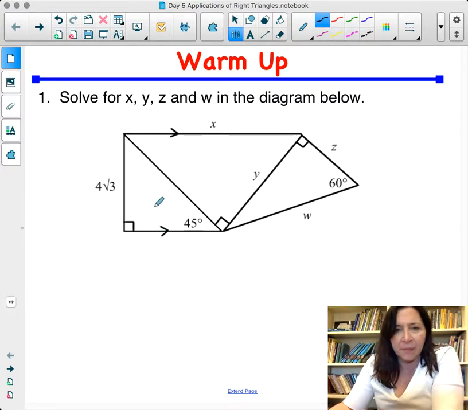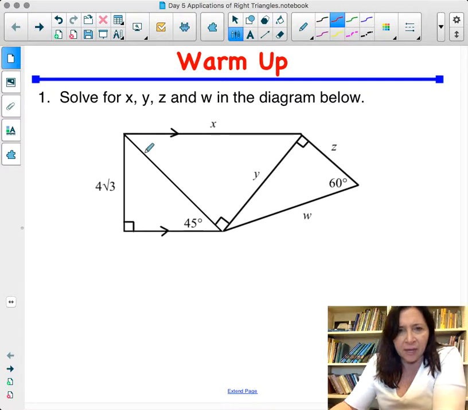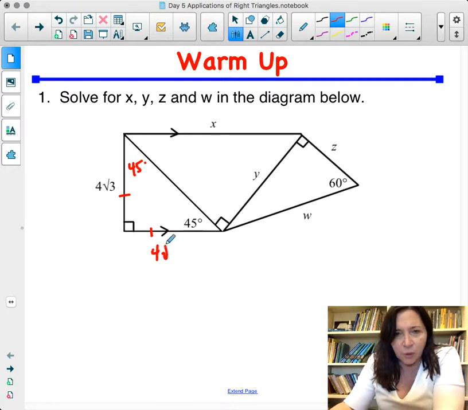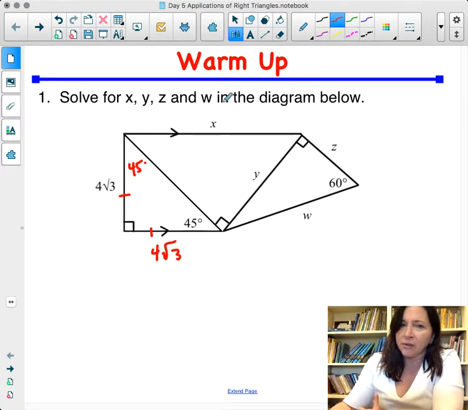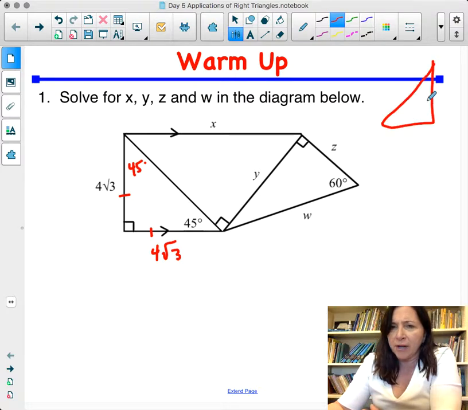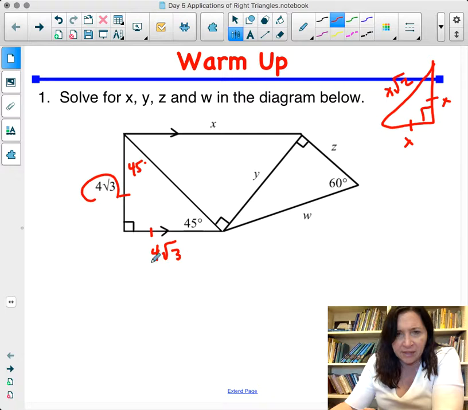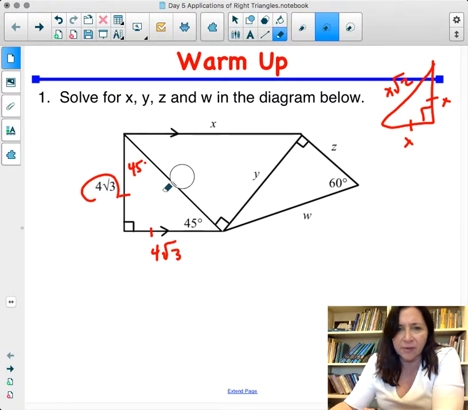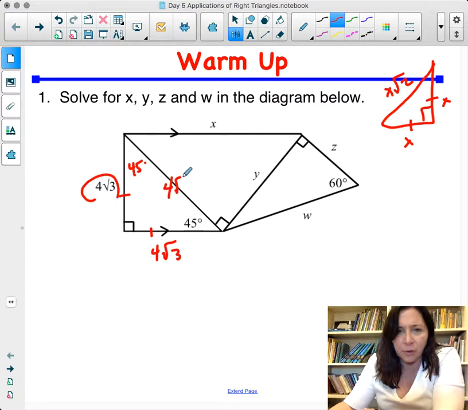If this is a 45, 45, 90 already, we know that's 45 here, which means this angle here must be 45 degrees. If that's the case, then both of these sides are congruent, and we can say that's 4 root 3. Now we're using our special right triangles: if you have a right triangle that's isosceles and this is x, this value is x root 2. So it'd be 4 root 3 root 2, which makes that actually 4 root 6. So this will be 4 root 6.